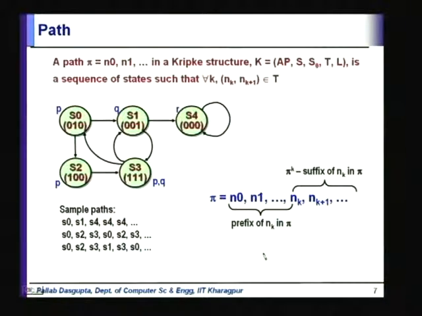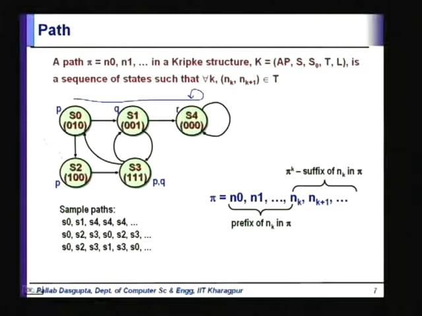A path in a Kripke structure, a path pi equal to n0, n1, and so on, and paths are by definition infinite, right, is a sequence of states such that for all k, (nk, nk+1) belongs to T. So, for example, S0, S1, S4, S4, S4, so that is this path. It then stays here itself, right. So, this is one path, S0, S1, S4, S4, S4, S4.